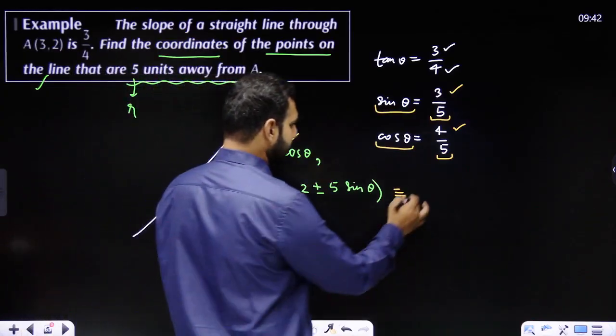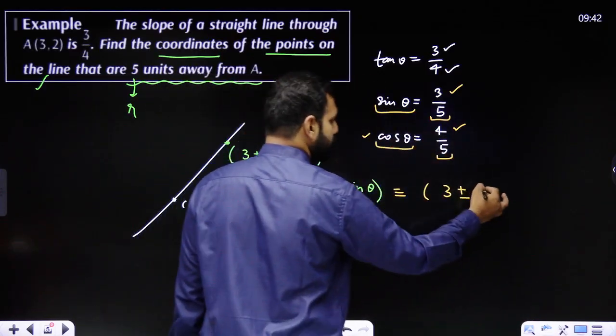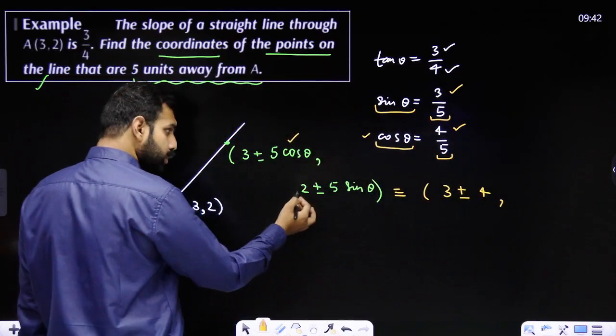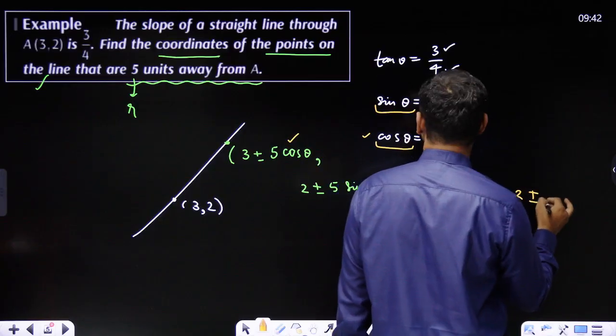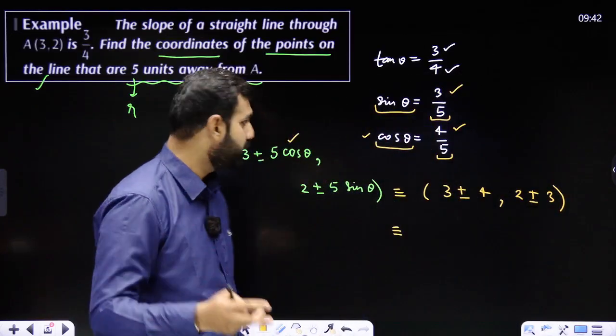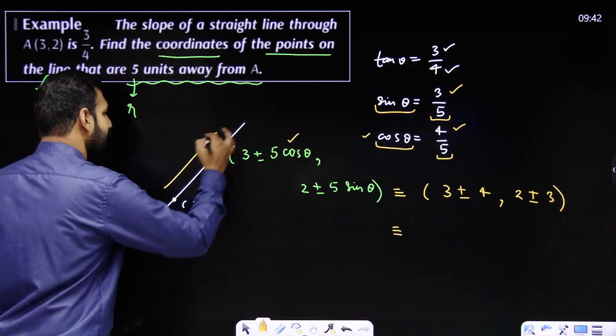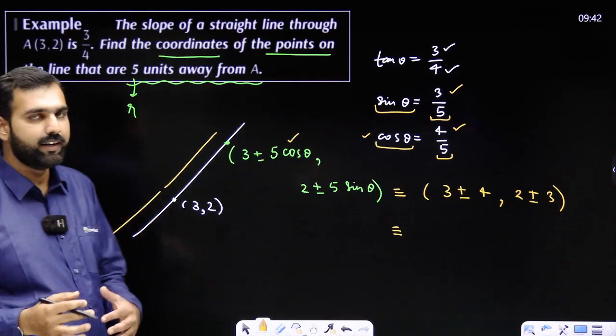So my answer will be 3 plus minus 5 cos theta, which we have already seen as 4, comma 2 plus minus 5 sin theta, which we have already seen as 3. So that is 2 plus minus 3. Apart from this, if I simplify this, I'll be getting 2 coordinates because 3, 2 will have 5 distance like this, or another 5 unit distance can be traveled in the downward direction as well.